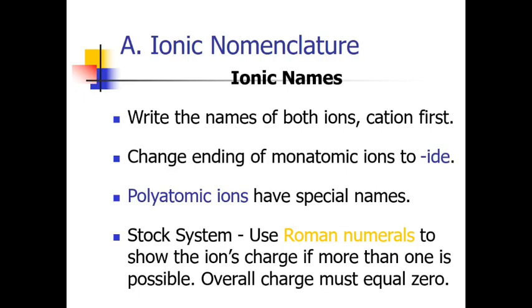And again, the stock system, we're going to use Roman numerals if it is a metal that has more than one possible charge. Again, I'm looking at my monatomic ions. Some examples: vanadium 2, 3, and 4, chromium 2 and 3, lead 2 and 4, iron 2 and 3. Hopefully you get the idea. Those mean those metals have more than one option.